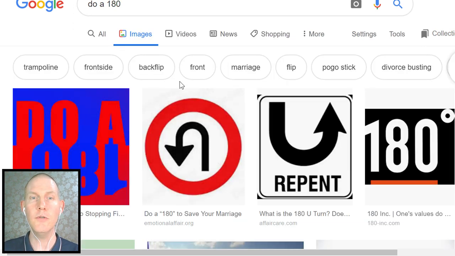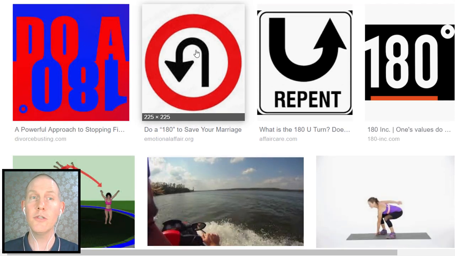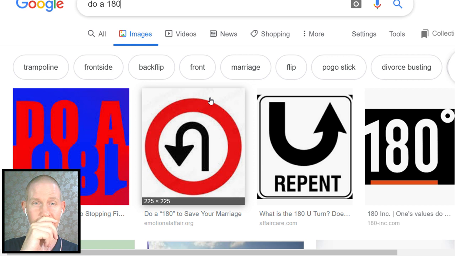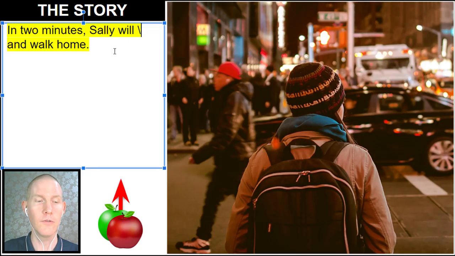So if we're saying do a 180, we're talking about degrees, right? Like in math, 360 degrees is the complete circle. A 180 means to switch directions. Like do a U-turn, go in the opposite direction. All right, so it's common to say we need to do a 180. We need to turn around. We need to go back. All right, so Sally will turn around and walk home.